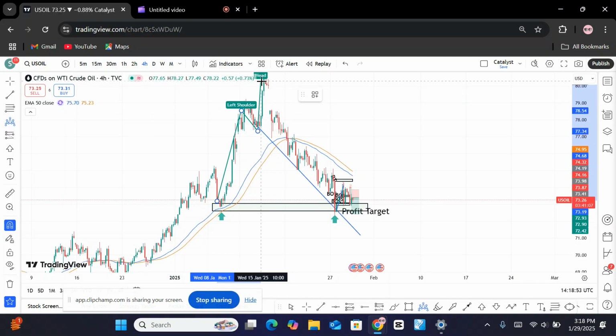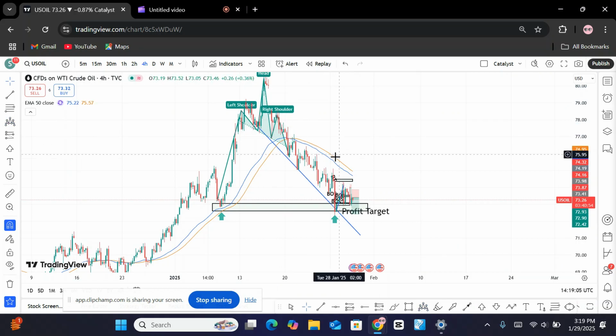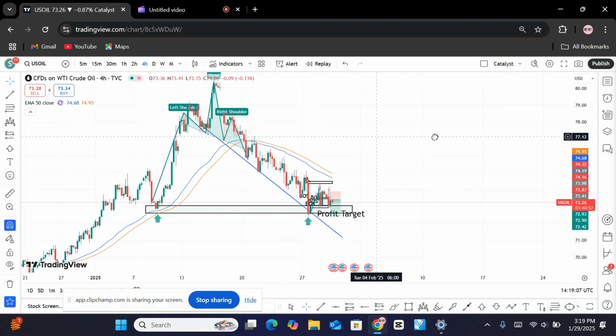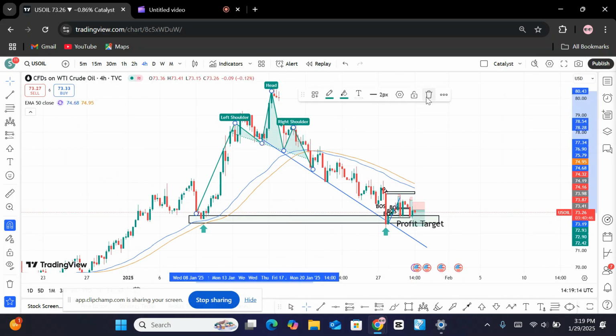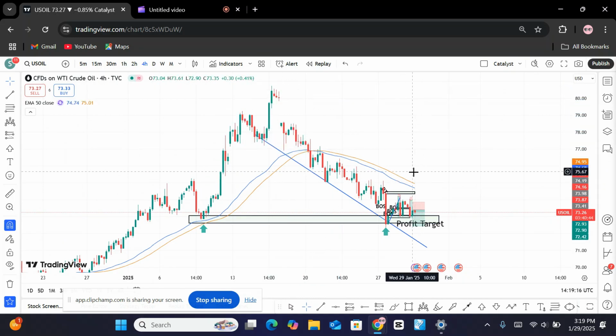What are you seeing? To this point, and to this point. What are you seeing? This is a head and shoulder pattern. It's a complete head and shoulder pattern showing you a strong signal for selling. So whenever you see a head and shoulder pattern in this manner, what happens?